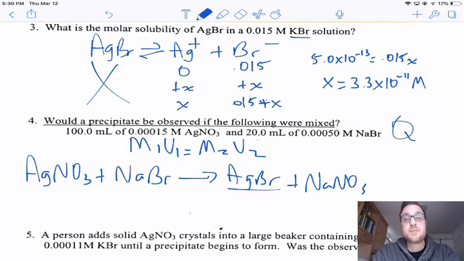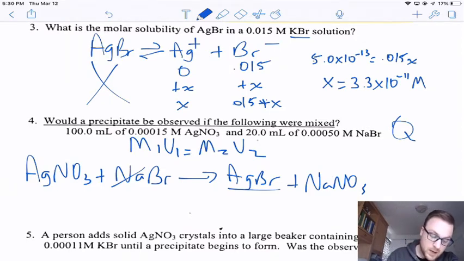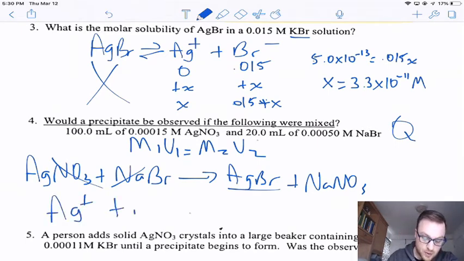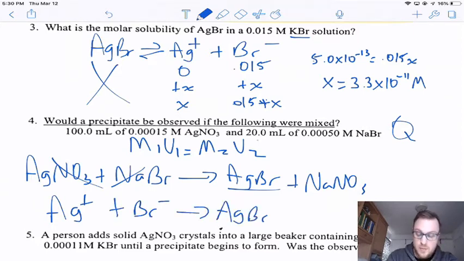So this is a good time to practice your net ionic equations. We know that group 1 atoms, or ions I should say, are always going to be soluble in solution. NO3 is nitrate. That is always soluble in solution. So we're trying to see if we are going to get a precipitation reaction occurring. And to determine that, we are going to end up calculating Q.